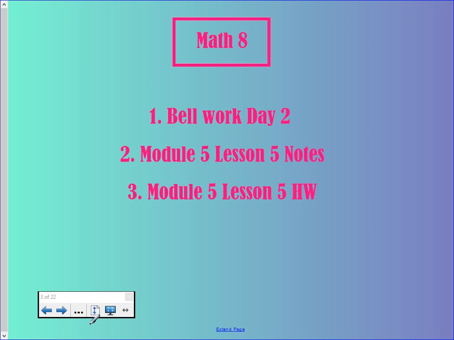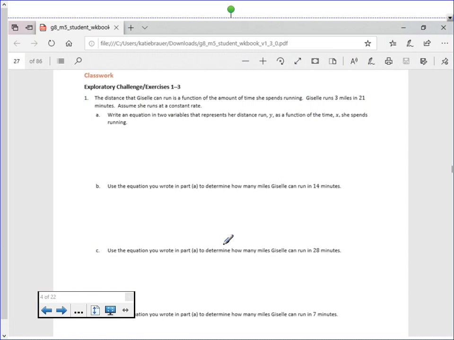We're looking at lesson 5 today. The first thing on it says exploratory challenge. When it says exploratory challenge, it's asking us to just kind of try some different things out. This is talking about how far Giselle can run. So it says the distance Giselle can run is a function of the amount of time she spends running.